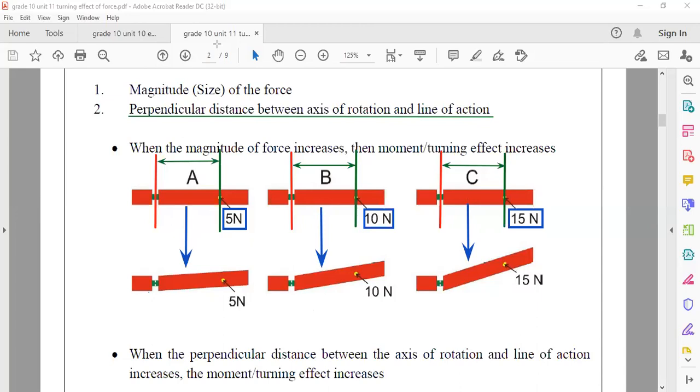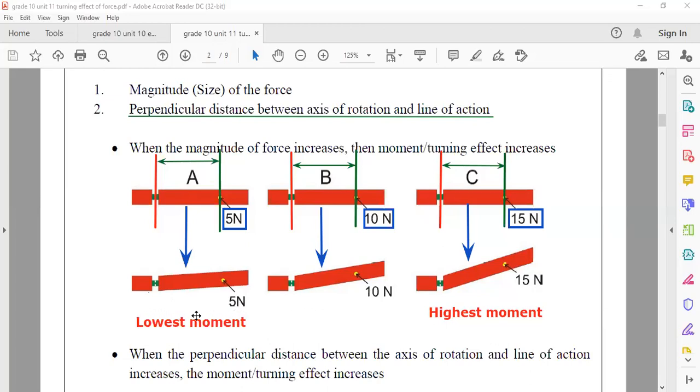15 Newton. Why does it turn more? Okay, it shows the highest moment. Correct? Yes, sir. And which turned the least? A, 5 Newton. So A shows the lowest moment. Correct?